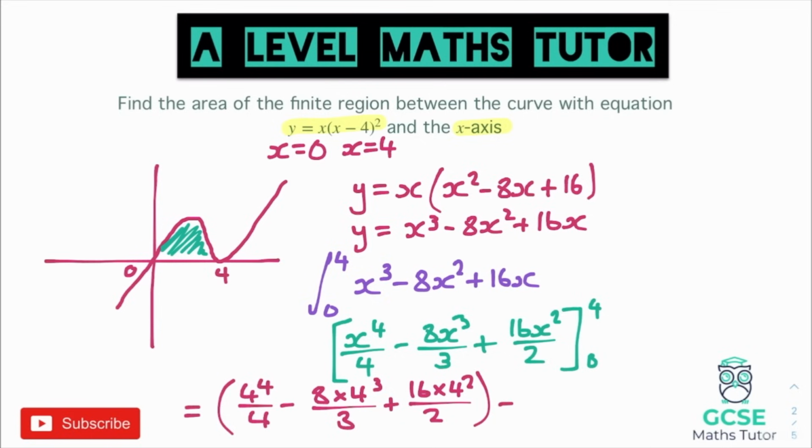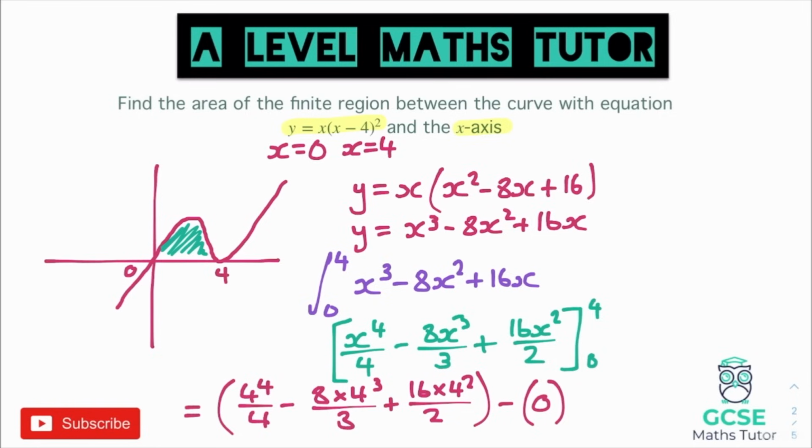And we're going to take away the second one, which is substituting in 0. Now if you have a look, if you substitute 0 into the first piece, you get 0 over 4, so that's 0. The second piece, you get 0 over 3, and the third piece, you get 0 over 2. So all of that just comes out as 0.